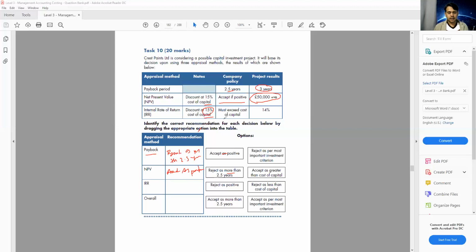IRR: they said it must exceed the cost of capital. My cost of capital is 15, and this project's return is 14. I'm going to reject it because the return is less than my cost. So I'll say reject. Why?